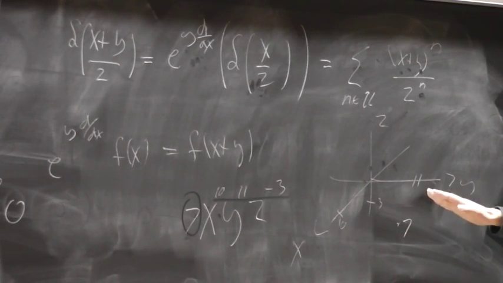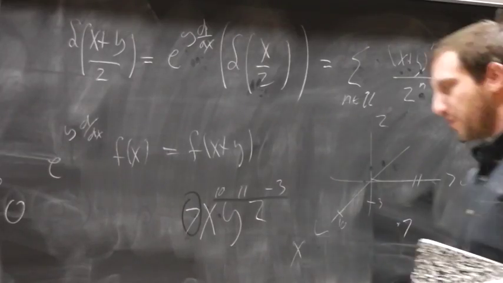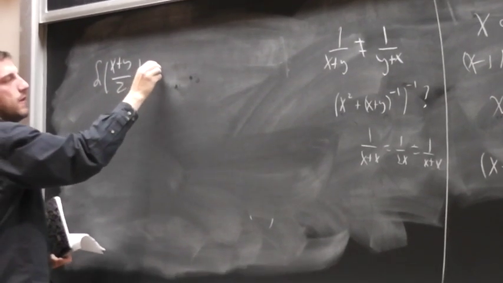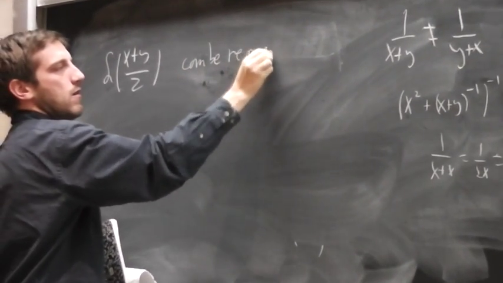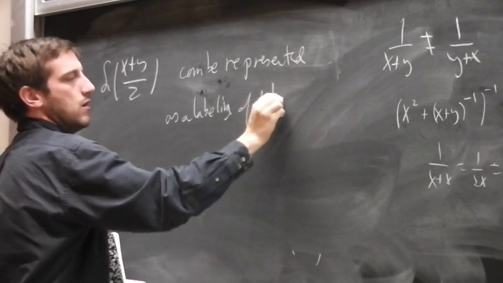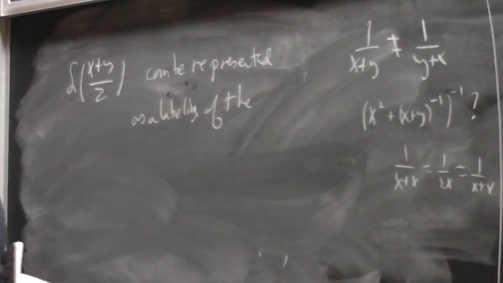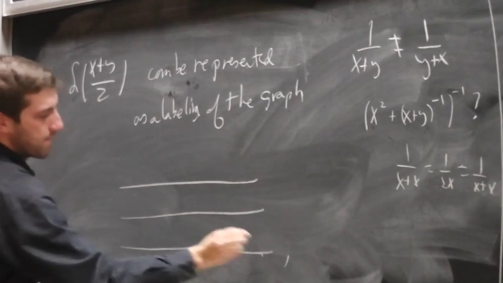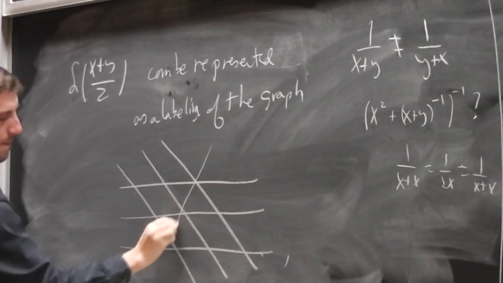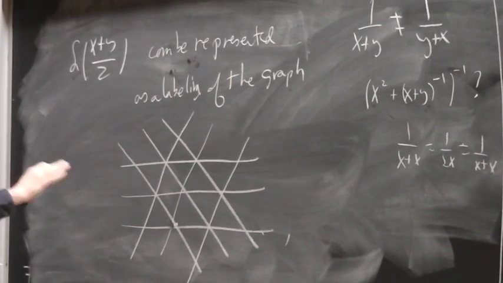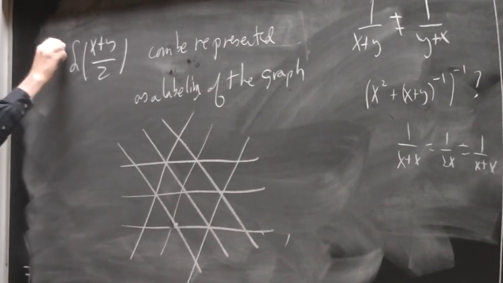And since it's homogeneous, I'm stuck in one homogeneous plane, so they're going to fill out a grid that looks like equilateral triangles. Delta of x plus y plus z can be represented as a labeling of the, I guess I'll call it a graph. That's one homogeneous slice of the 3-dimensional integral lattice. It takes a lot of practice to draw that.